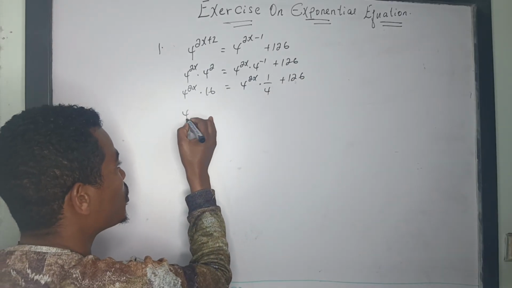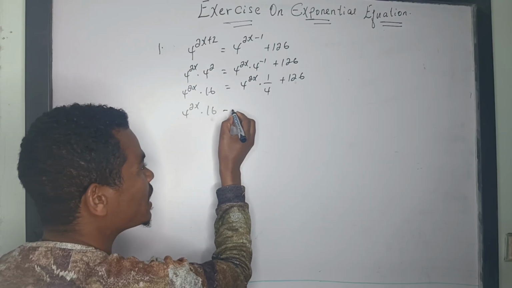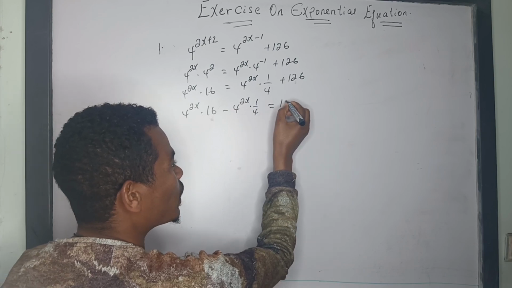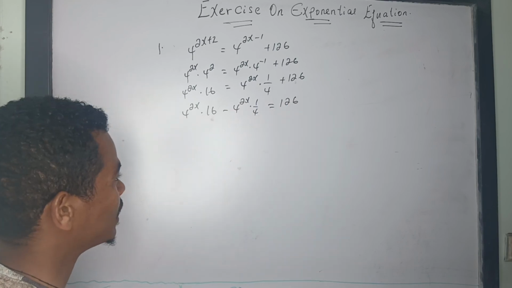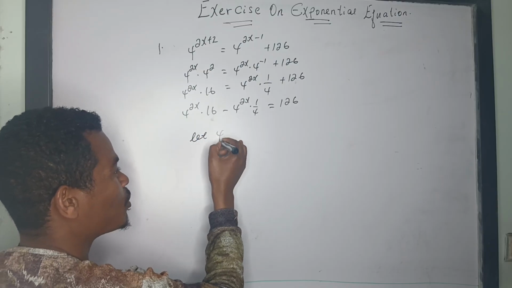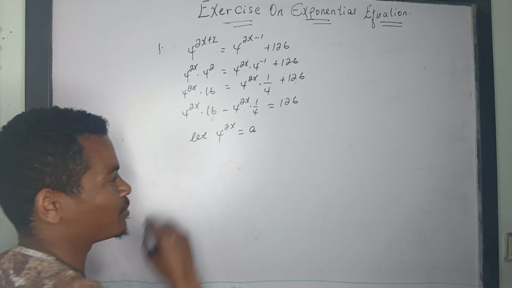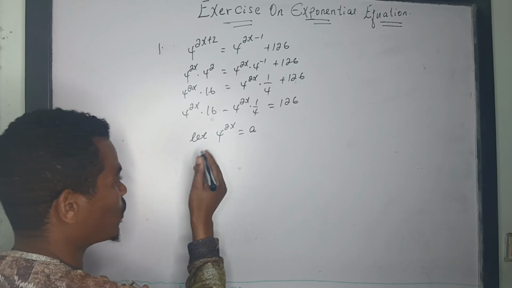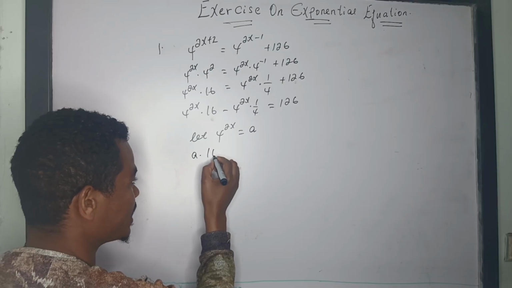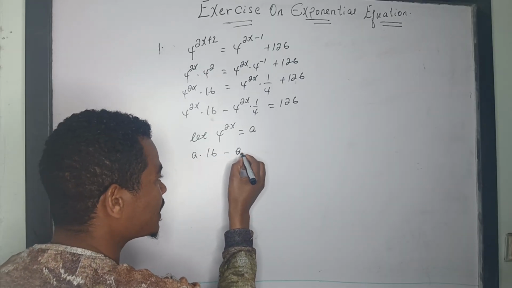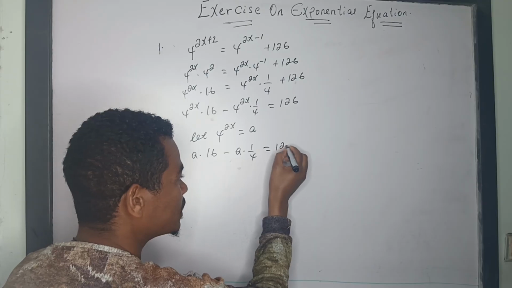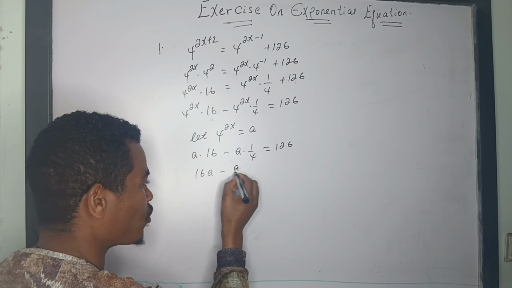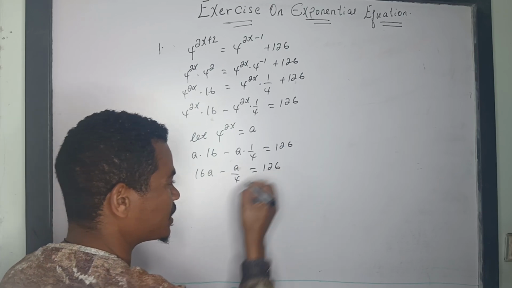Collecting terms, that is 4 to the power of 2x times 16 minus 4 to the power of 2x times 1 over 4 is equal to 126. So let 4 to the power of 2x be equal to a. Then a times 16 minus a times 1 over 4 is equal to 126. So it's the same as 16a minus a over 4 is equal to 126.